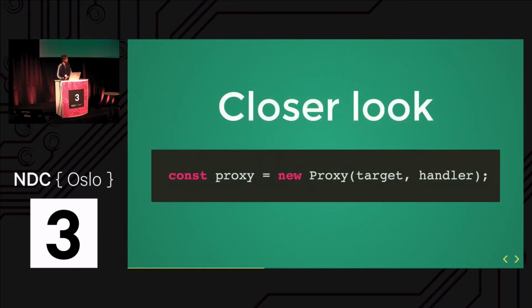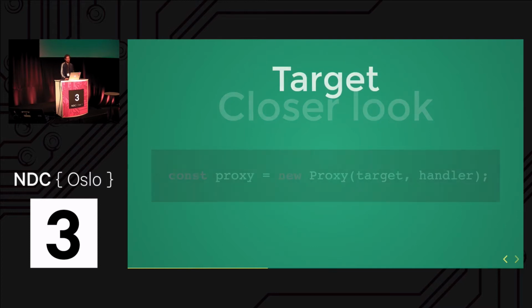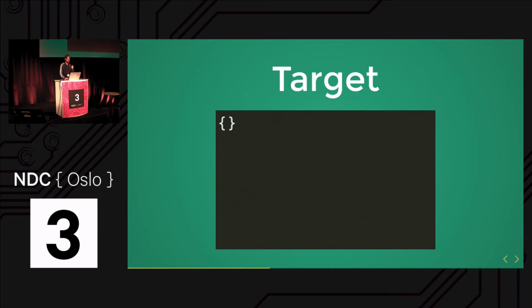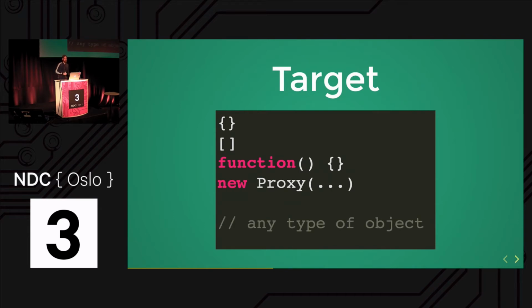So let's have a closer look at this Proxy thing. The proxy has its own constructor. And the constructor takes a target object and a handler object. This target object could be any type of object. It could be just a regular object. It could be an array. It could be a function. It could even be another proxy, so that this could be recursive. But the important thing is that anything that is an object could be the target of a proxy.